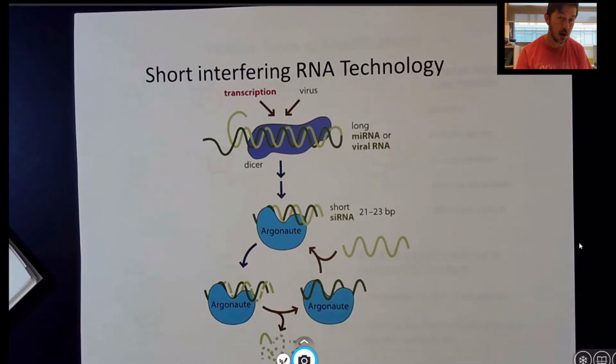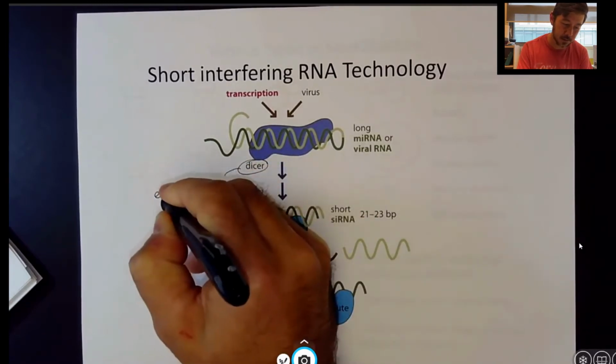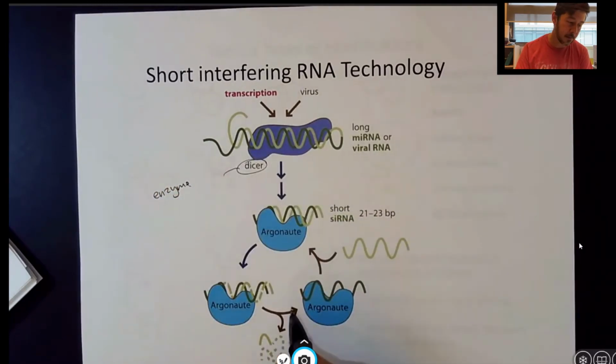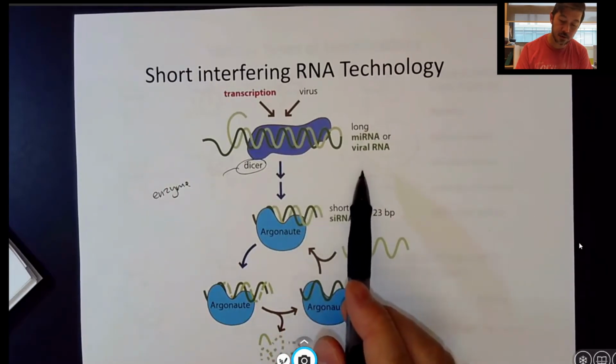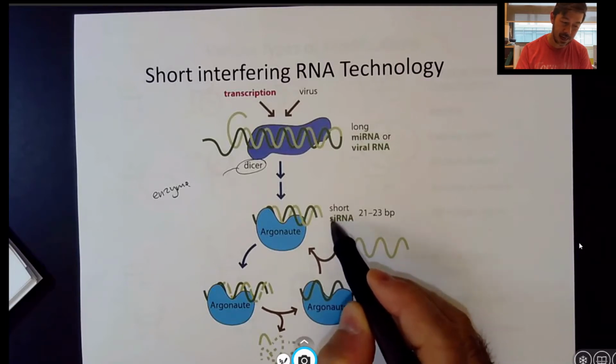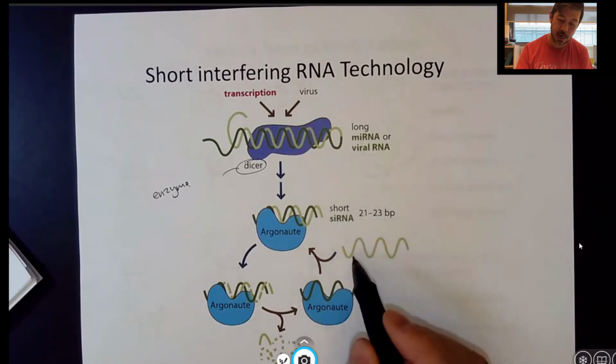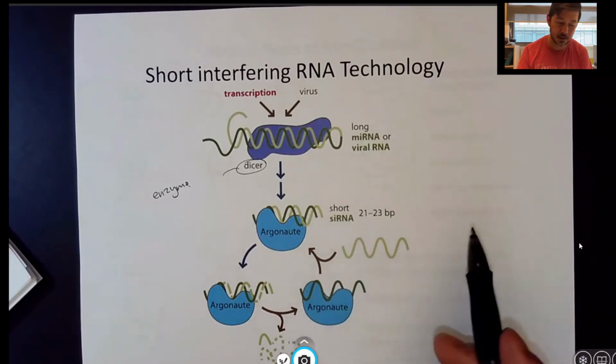So short interfering RNA technology involves long double-stranded RNA, and this could be something that is transcribed by the organism itself, or perhaps a virus, which is comprised of double-stranded RNA, infects the host. And these double-stranded RNAs are quite long, and they are cut up by an enzyme called Dicer. So this is an enzyme that cuts the long double-stranded RNA into something called short siRNAs. siRNAs means short interfering RNAs. And these are typically 21 to 23 base pairs.